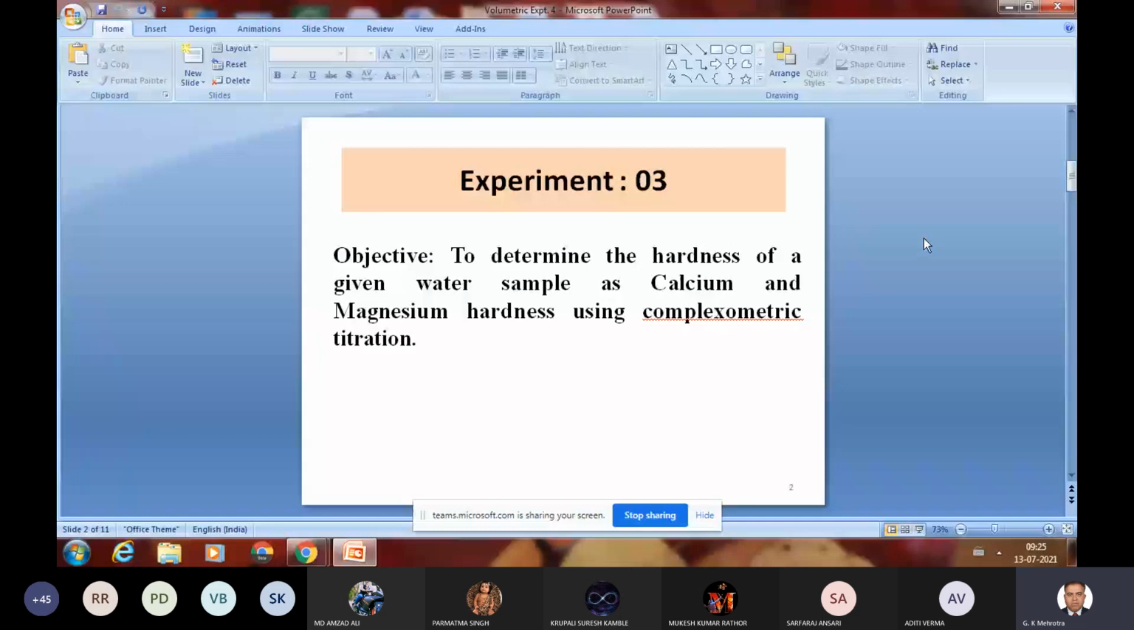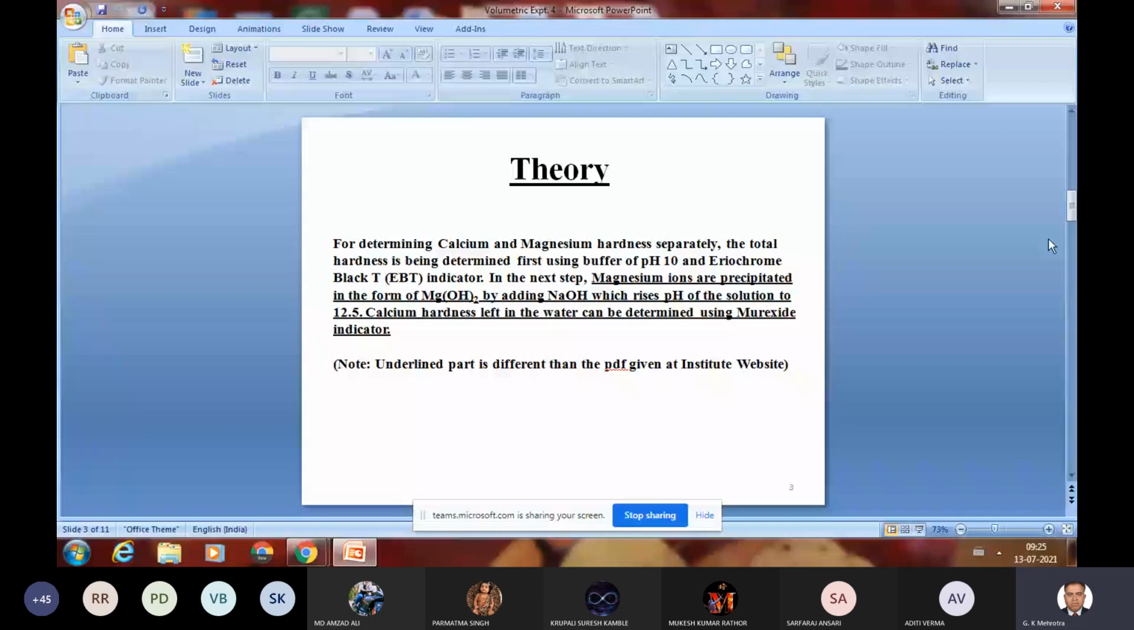To determine the hardness of a given water sample in terms of calcium and magnesium hardness using complexometric titration. As far as theory is concerned, it is a very interesting theory as far as the details of this experiment and the chemistry involved are concerned.